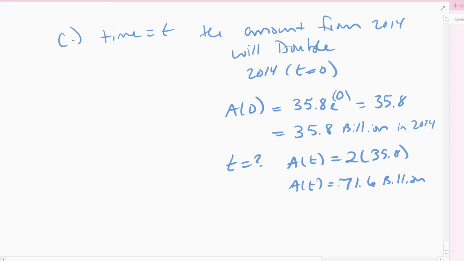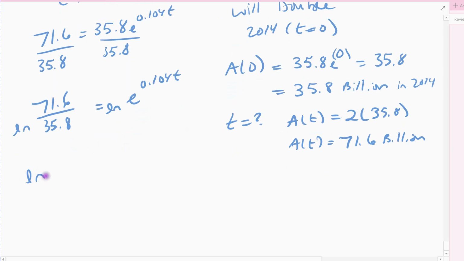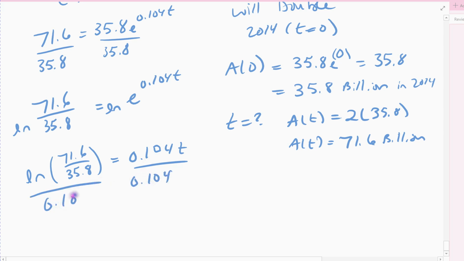And so now you just set your equation equal to that and solve. So you take your 71.6, set it equal to your 35.8 e raised to the 0.104 times time, and then solve that using the same methods we used before. Again, I'm just going to leave that fraction exactly, not changing it. Natural log. So I've got the natural log of that ugly fraction, which, if you want to reduce it but leave it exact, you can do on your own. And then last step, divide by that number in the exponent.